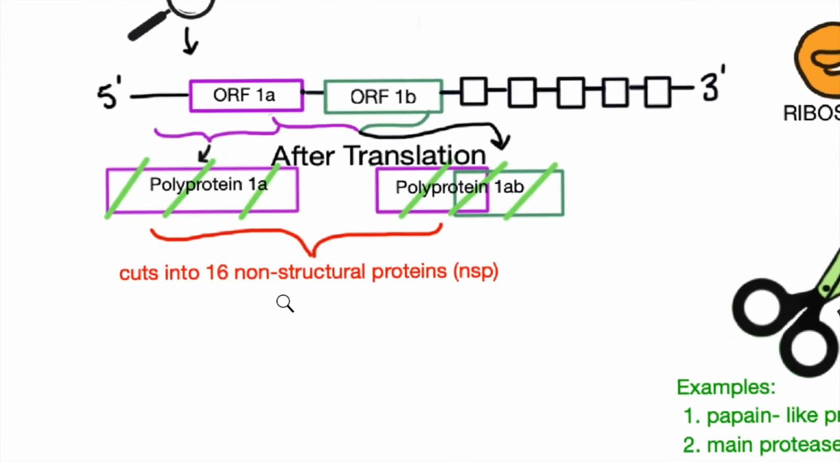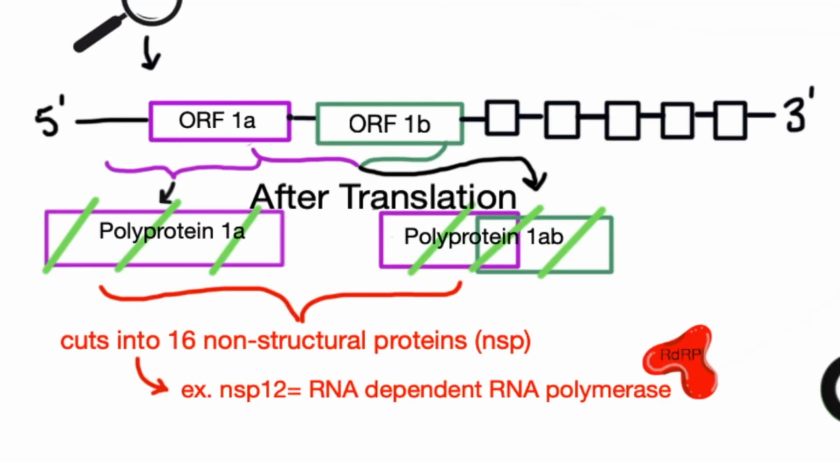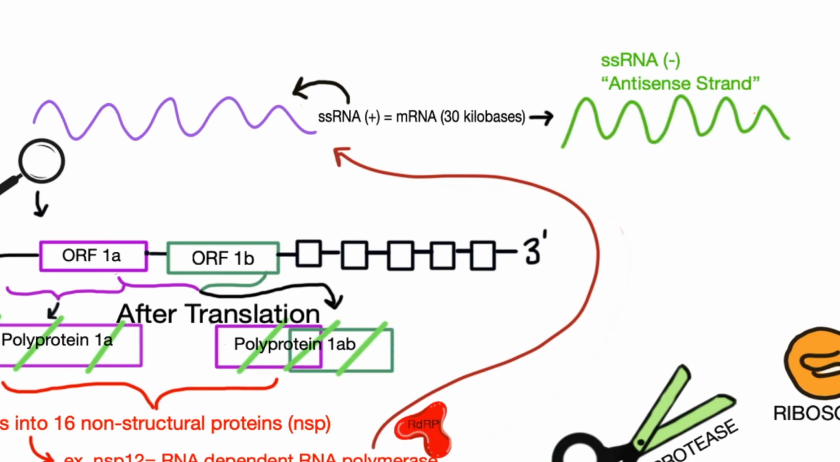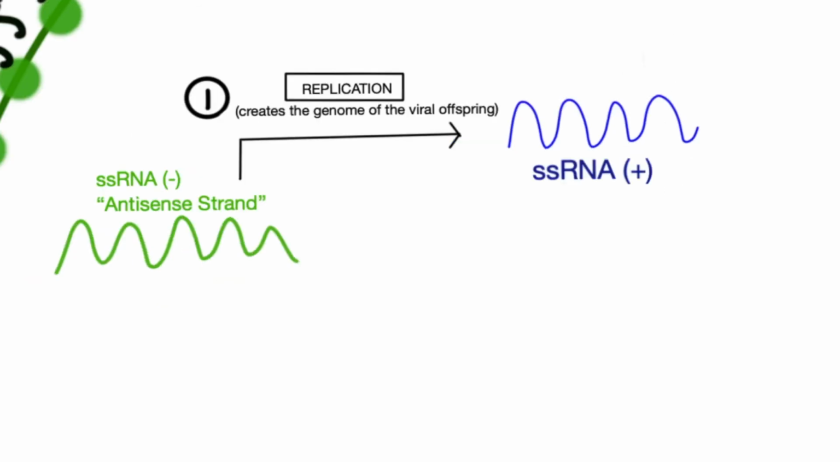One of these newly cut non-structural proteins is NSP12, which will act as an RNA-dependent RNA polymerase and will attach to the plus sense RNA and undergo replication to create a minus sense RNA, also known as an antisense RNA. This will lead to 2 pathways involving the antisense strand. The first pathway creates the genome of the viral offspring. To do this, the antisense strand will be replicated back into the plus sense RNA.